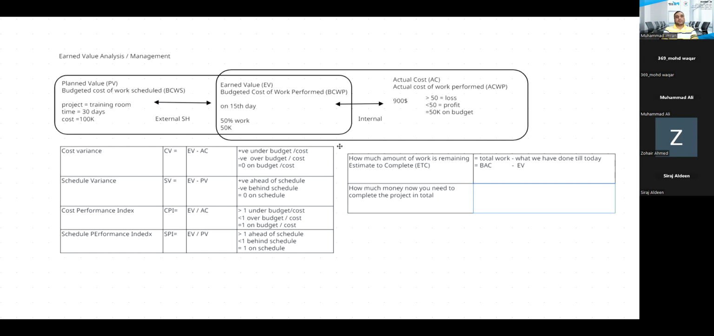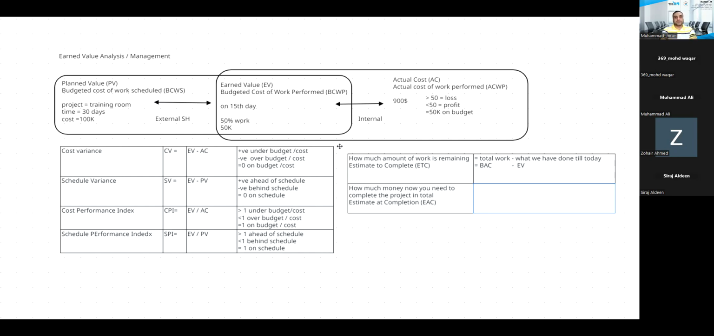Keep your life simple. What we spent till today, plus amount of remaining work. So this will be the total amount we need to complete the project. Make sense? Yes. So if I convert this into formula, we call this thing estimate at completion, referred as EAC. So what we spent till today is which variable? Actual cost. Plus amount of remaining work is ETC.